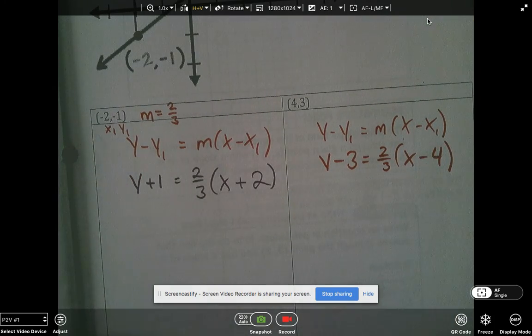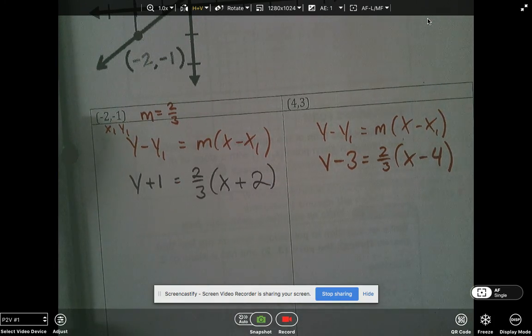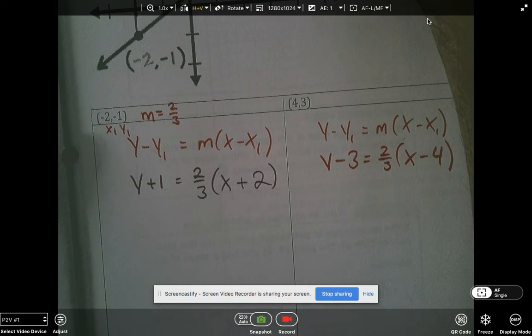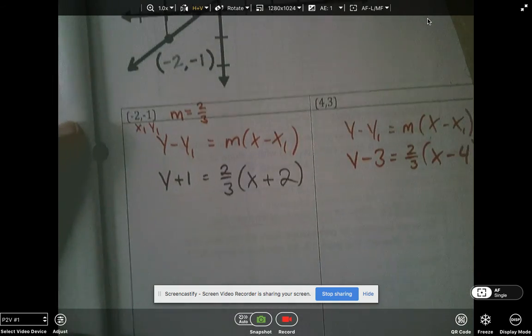So we'll end the video here, and what I want you to do is actually put both of these into slope-intercept form, and at the end, both equations should be the same equation.